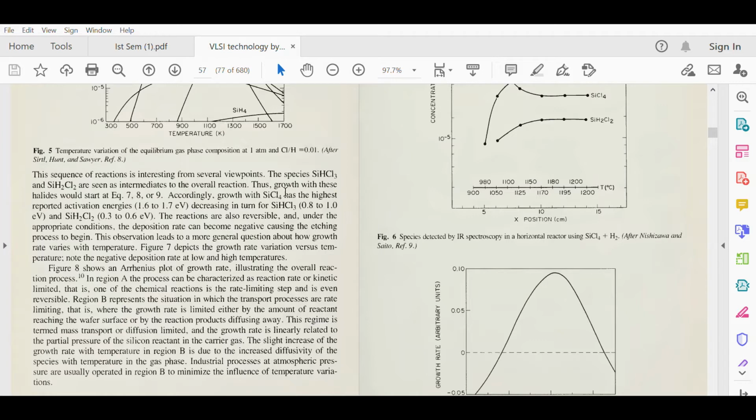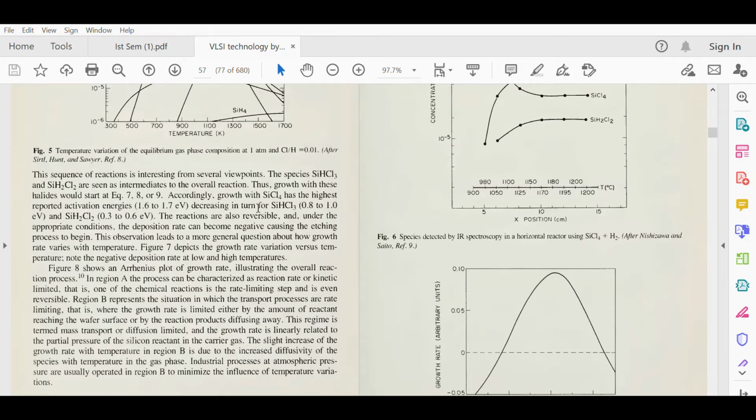Accordingly, growth with silicon tetrachloride has the highest reported activation energies, 1.6 to 1.7 electron volt. It decreases in turn for SiHCl3 to 0.8 to 1.0. So you are seeing that when we are moving from silicon tetrachloride to the subproduct SiHCl3, the energy is reduced. And further, when another hydrogen atom is added, then you can see the energy is further reduced.